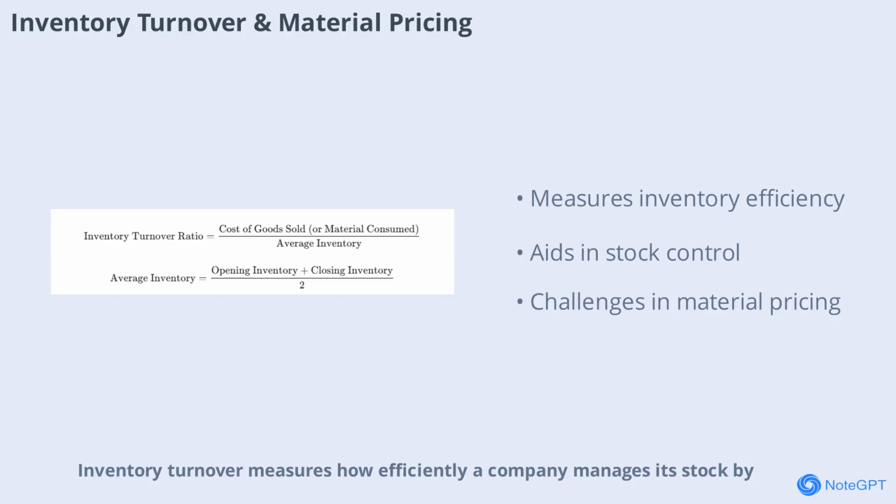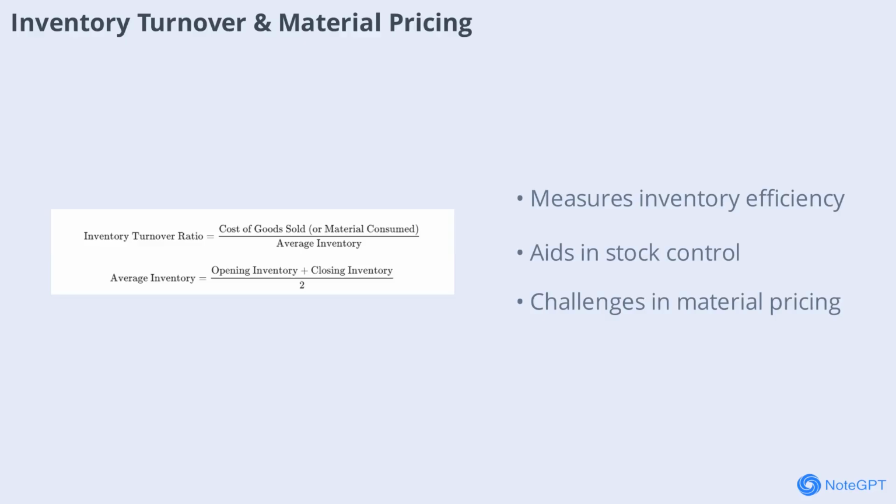Inventory turnover measures how efficiently a company manages its stock by indicating how many times inventory is sold or used during a period. A high turnover ratio suggests efficient inventory management and quick conversion to sales, while a low ratio may indicate slow-moving or obsolete stock. This ratio helps management identify slow-moving items, prevent over or understocking, and assess liquidity.